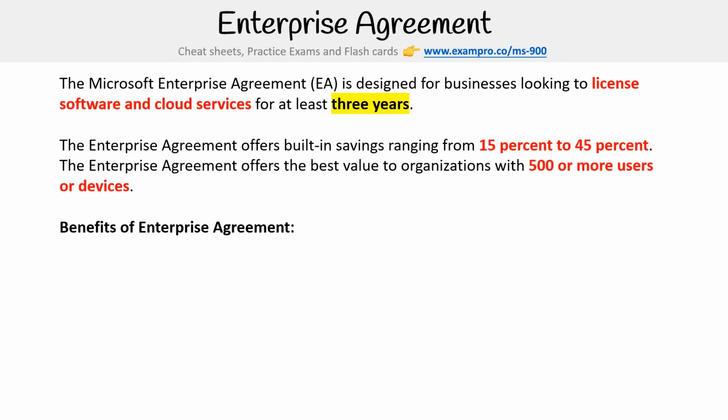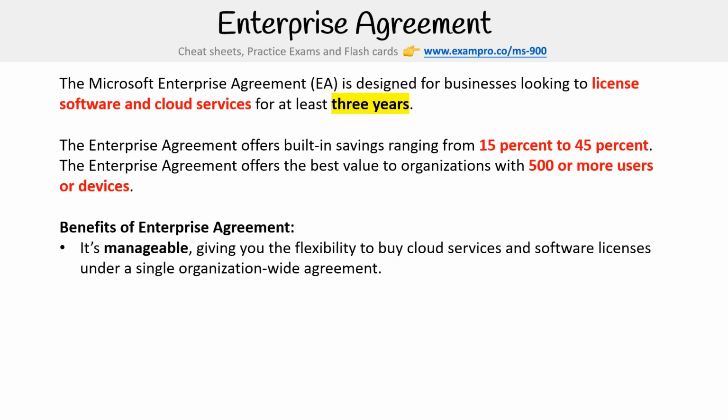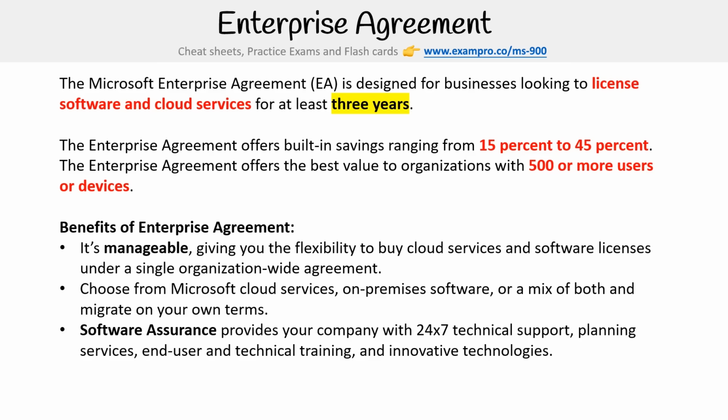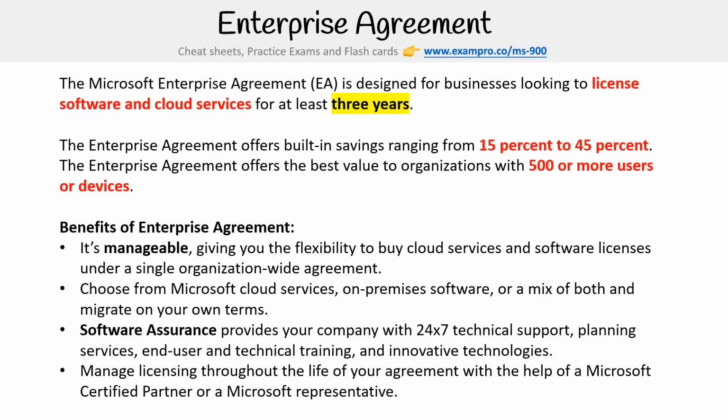Some of the benefits of Enterprise Agreement include that it's manageable, so it gives you the flexibility to buy cloud services and software licenses under a single organization-wide agreement. You can choose from Microsoft Cloud Services, on-premises software, or a mix of both and migrate on your own terms. Software Assurance provides your company with 24/7 technical support, planning services, user and technical training, and innovative technologies, and you can manage licensing throughout the life of your agreement with the help of a Microsoft certified partner or a Microsoft representative. So that's the Microsoft Enterprise Agreement.